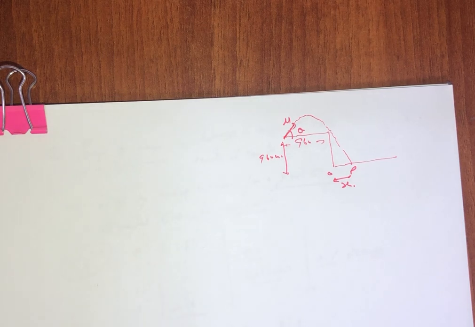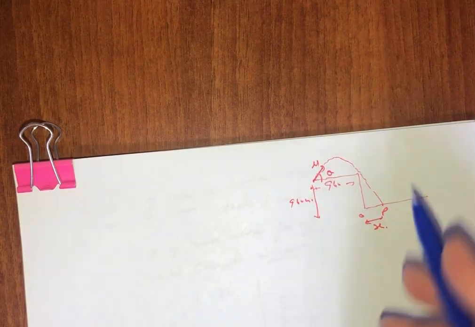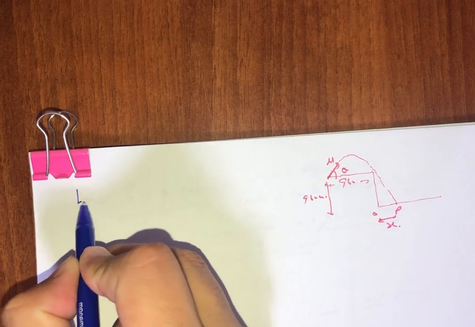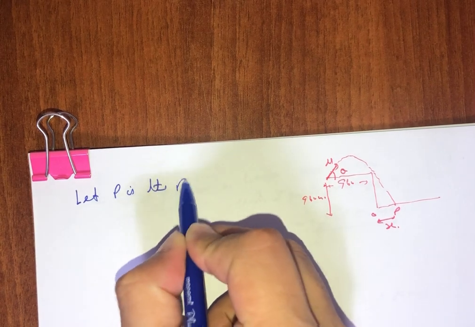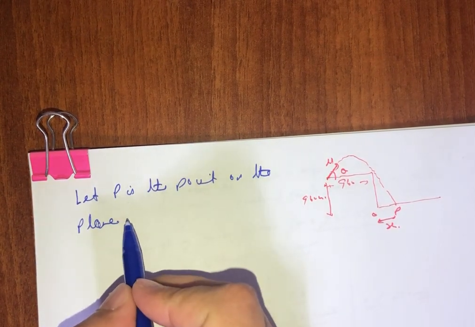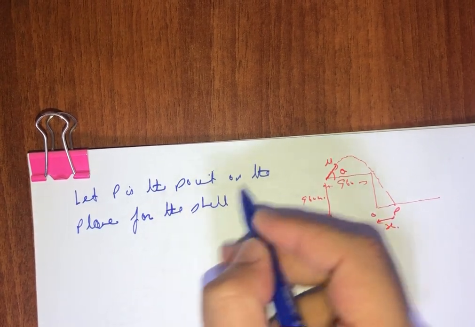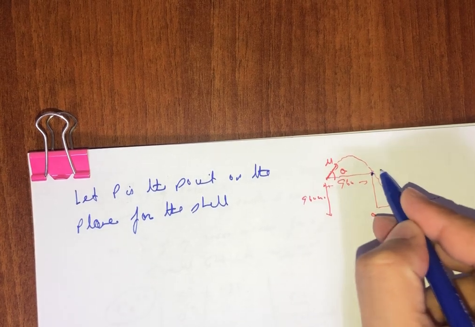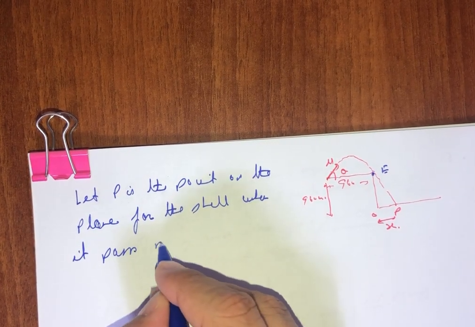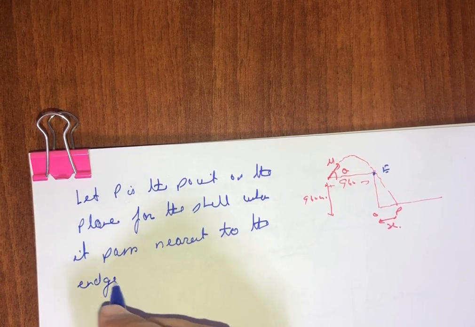So let us see that, let P be the point on the plane for the shell when it passes nearest to the edge. This point let us call it E, when it passes nearest to the edge, E.